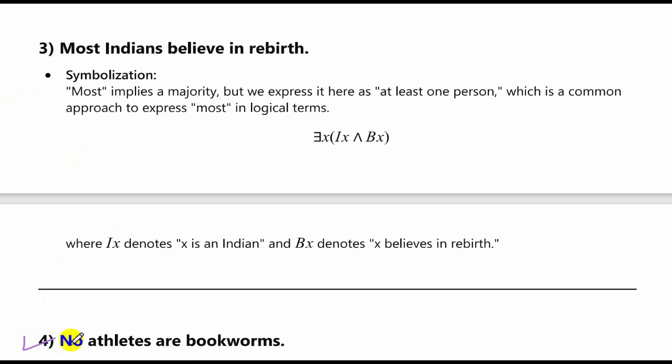No athletes are bookworms. No means all, so it's a universal quantifier. Athletes would be Ax and bookworms will be Bx. So basically what it means is athletes are not bookworms. Here it says athletes are bookworms, but the question states no athletes are bookworms, which means ultimately athletes are not bookworms. So we'll have to use the negation here, not bookworms.